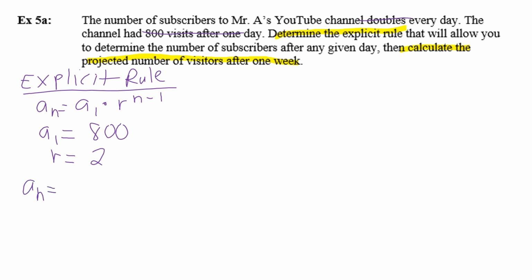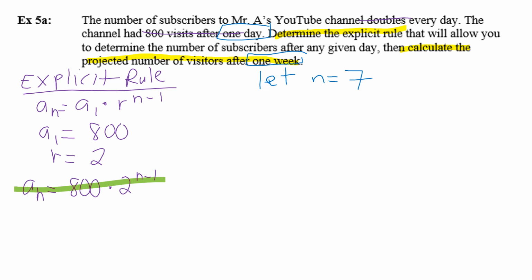So we have a_n equals a_1, which is 800, times r, which is 2, raised to n minus 1. So this is going to be part of my answer. But keep in mind, they still wanted to know how many visitors we're going to have after 1 week. So we're actually going to have to plug something in for n. So we're going to let n equal, n is which term we want. Now we're told that it doubles every day. So we want to know after 1 week. But notice the original measurement was 1 day. So if it's doubling every day and I want to know how many visitors after 1 week, I need to convert 1 week into days, which is going to be 7.